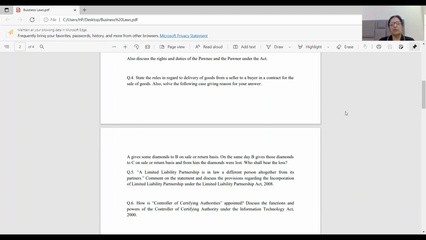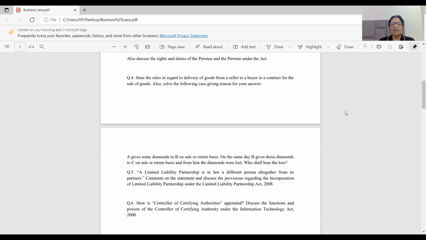LLP can own assets, movable assets, immovable assets, tangible assets, intangible assets, and LLP's assets are the assets of LLP only. LLP's creditors are the creditors of LLP only. LLP is a body corporate. It's a separate legal entity. Being a separate legal entity, it can sue others and can be sued by others.